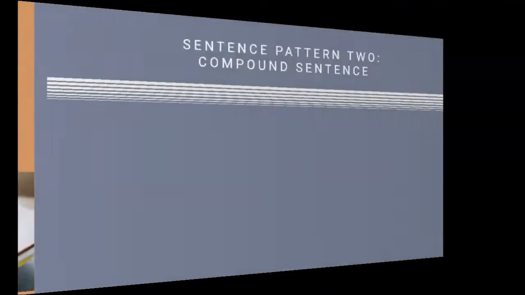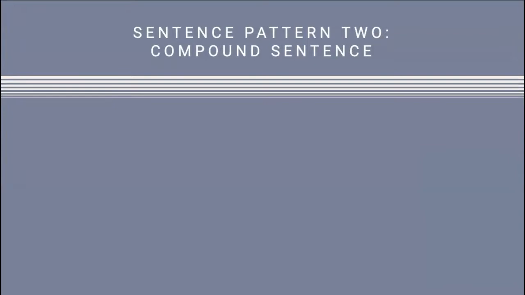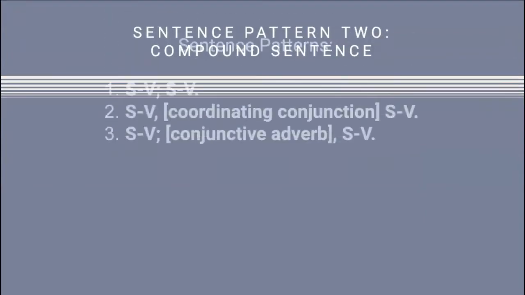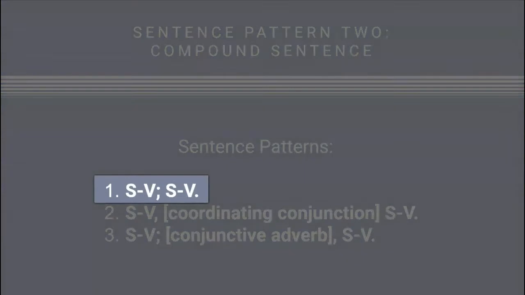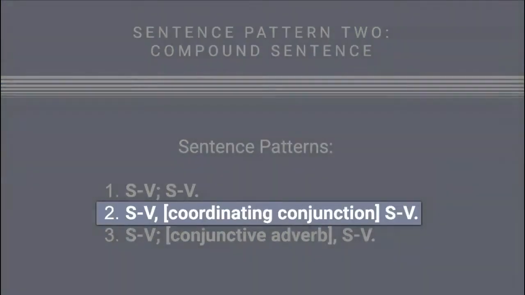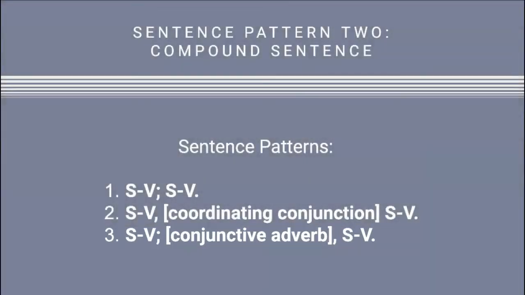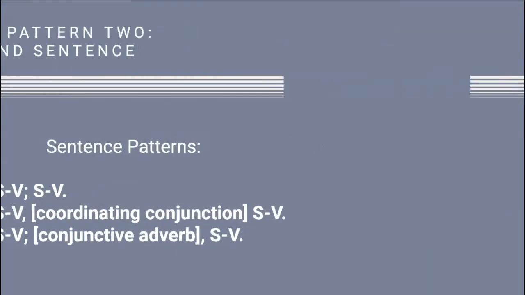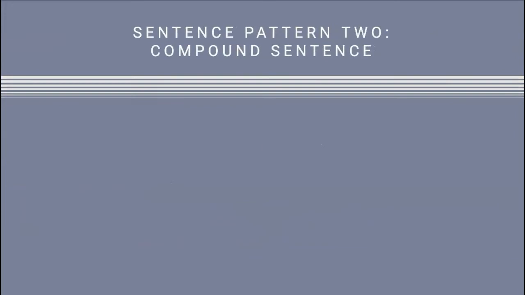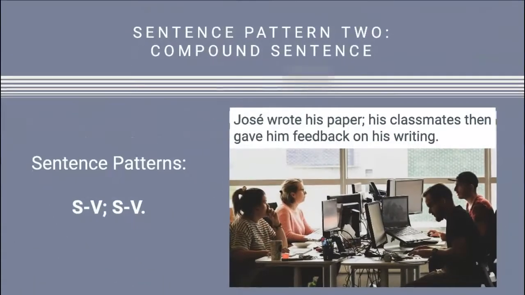Sentence Pattern 2. Compound sentence. When you want to join 2 complete sentences, use a semicolon, a comma and a coordinating conjunction, or a semicolon, a conjunctive adverb, and a comma. An example of a compound sentence with a semicolon. Jose wrote his paper; his classmates then gave him feedback on his writing.